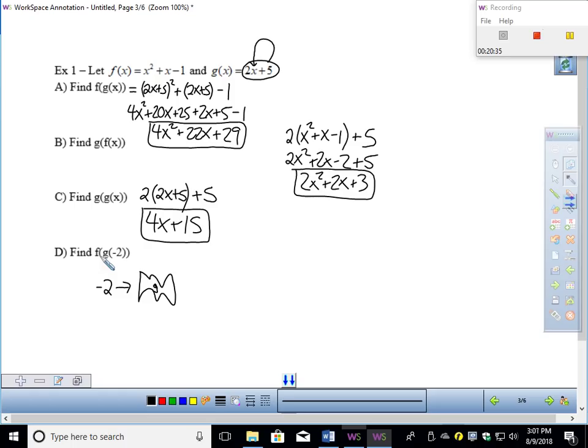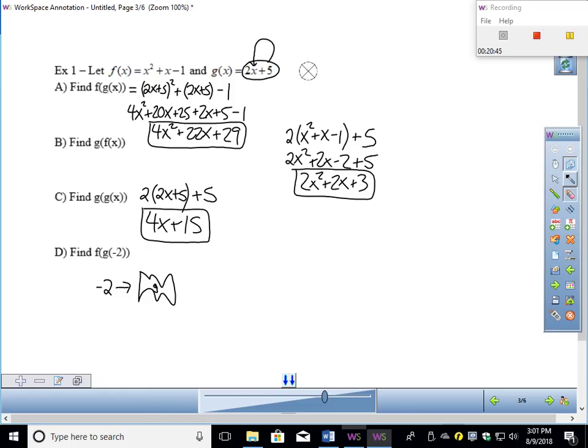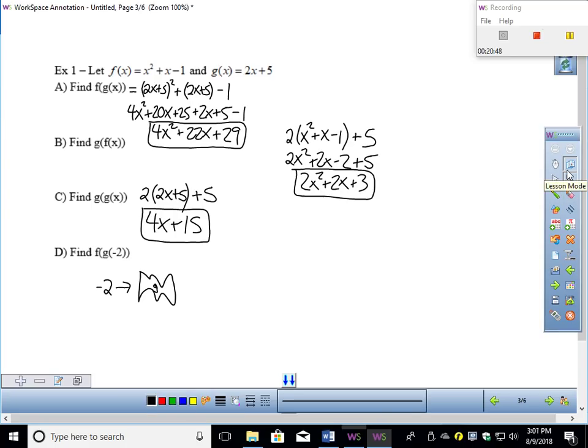So what that means, and let me do a little quick erasing, I'm going to just try to do some mental math, if that's all right with you. It looks like -2 goes into the g function. It replaces the x of the g function. So -2 goes right in there. I get 2 times -2 plus 5. So I get -4 plus 5, and that means I get 1. So input, output.